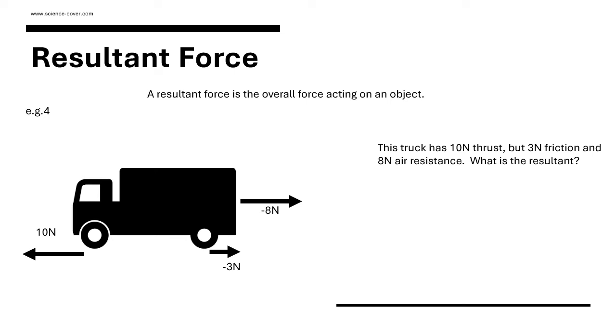Now if I add these three values together, 10 plus minus 8 plus minus 3 is like saying 10 minus 8 minus 3, which gives me minus 1 newton. Now by being a negative value, this tells me that the larger force is acting towards the resistive forces, and that means that this truck is going to be slowing down.